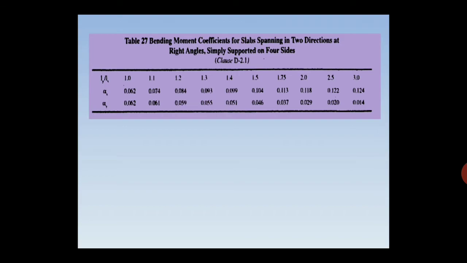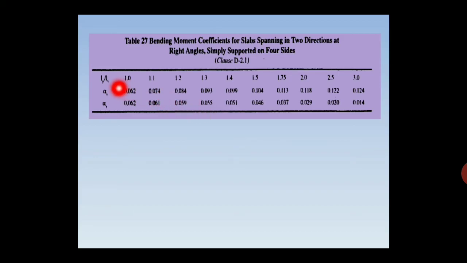So now this is your Table 27, which is on page number 91 of IS 456:2000. It gives the bending moment coefficients for a slab spanning in two directions, that is, a two-way slab, with right angles simply supported, meaning all the ends are simply supported on all four sides. We have to use this when corners are free to lift. That is, all the ends are simply supported and corners are free to lift. This table we have to refer to. Please make a note of it.